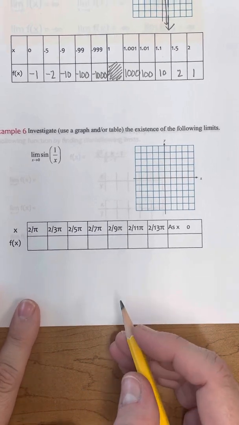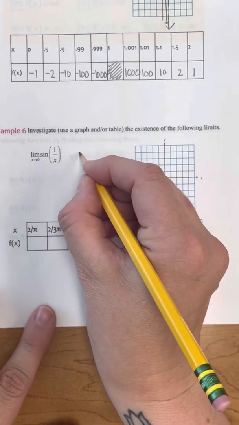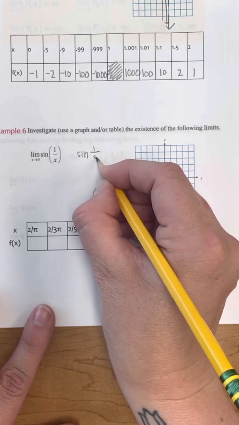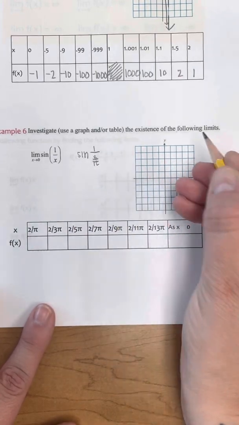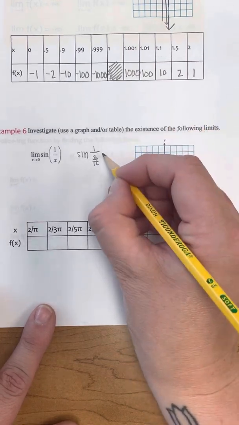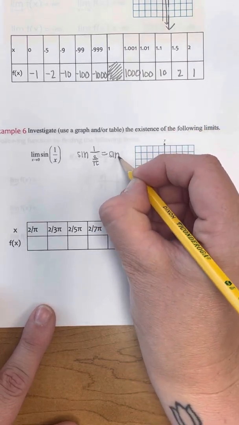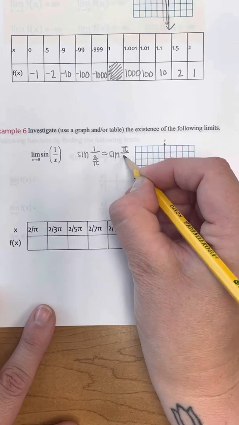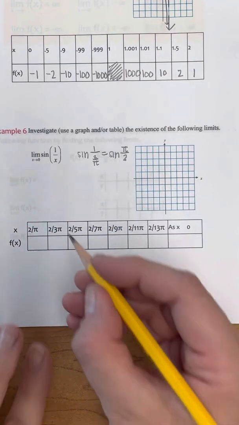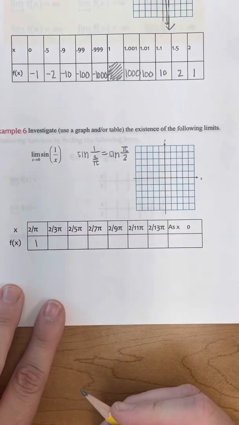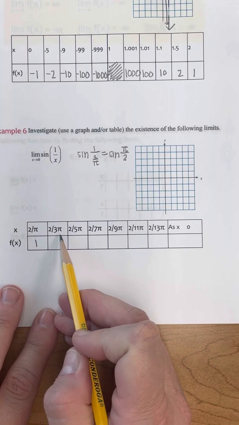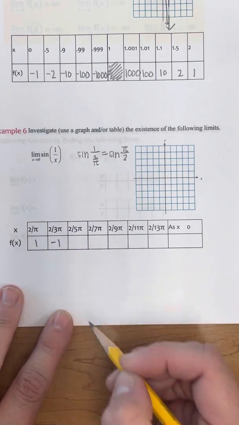If we were to plug those in, so right here, if I did sine of 1 over 2 over pi, that would turn into 1 times pi over 2. So really that would just be sine of pi over 2. And if you remember from the unit circle or the way that the graph looks, that's going to give us a y value of 1, which means this would turn into sine of 3 pi over 2, which is -1.